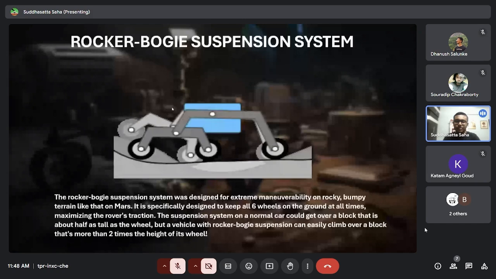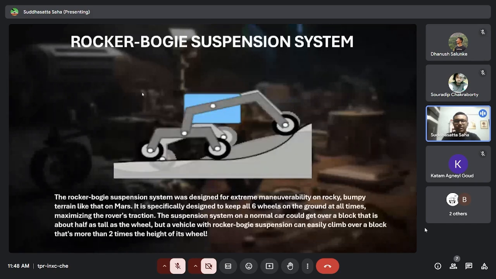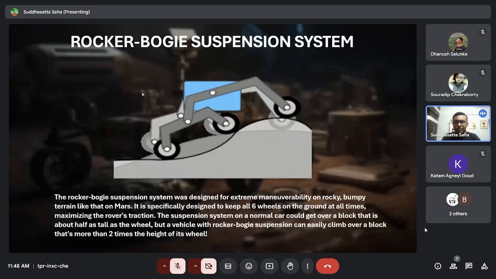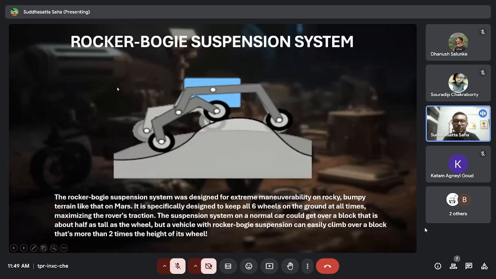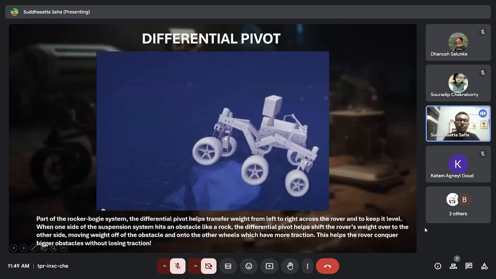So you see this suspension system to actually conquer an obstacle. The rover can climb up obstacles which are twice the size of its wheels. So you can get a quantitative idea of exactly why we use this type of system and how it works.